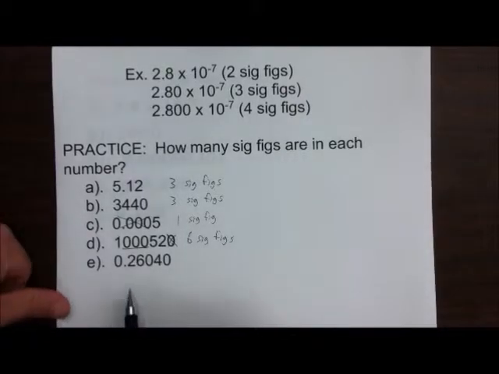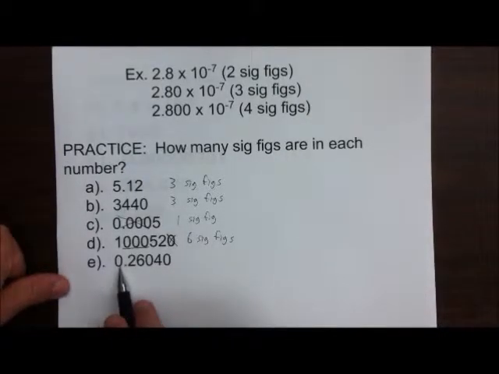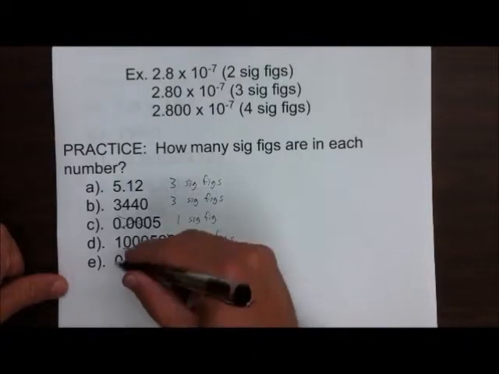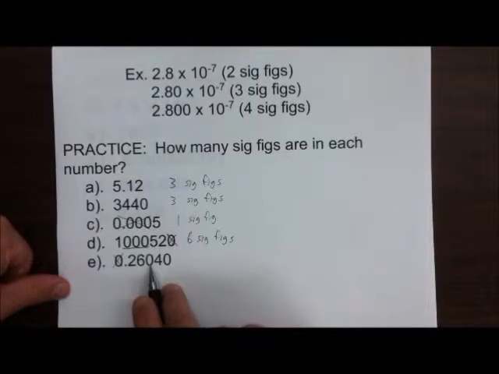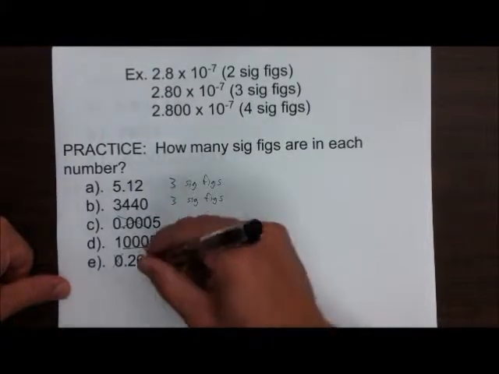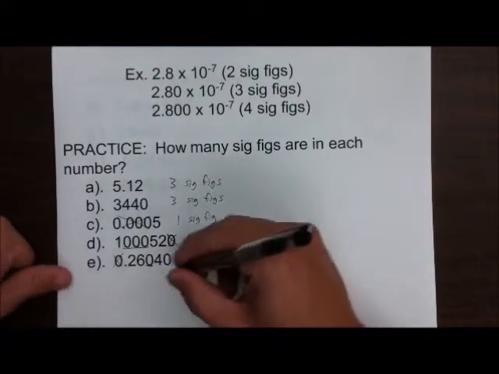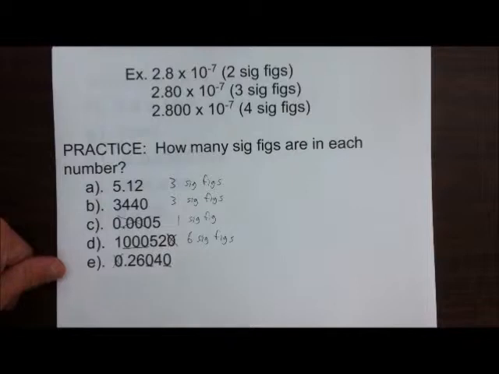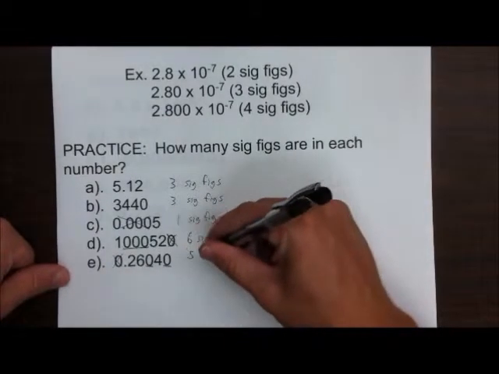And finally, all 3 types of zeros in one problem. This is leading because it's at the beginning, so that's just a placeholder. This is captive because it's in between the 6 and the 4, so this is significant. And this is trailing to the right of a decimal, so that's significant. So we have 1, 2, 3, 4, 5 sig figs.